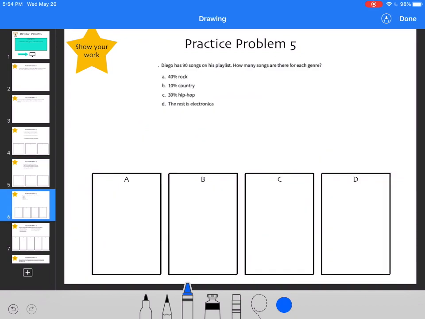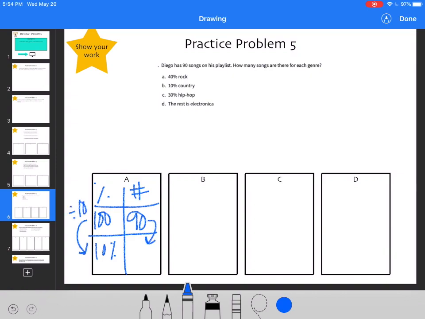All right, for the next one, it says Diego has 90 songs on his playlist. How many songs are there for each genre? So I have 100% is going to be 90 songs. So they're saying 40% is rock. So I'm going to find out what 10% is. So I'm going to divide by 10. So 10% is 9 songs. So that means that 40%, I have to multiply each one by 4. I get 36. So 36 songs.